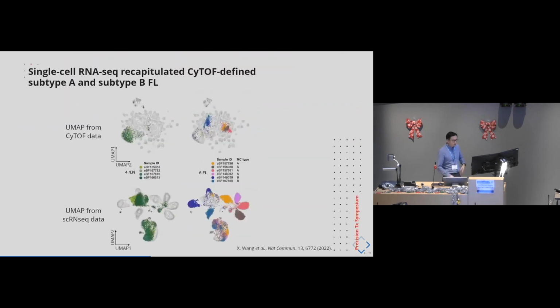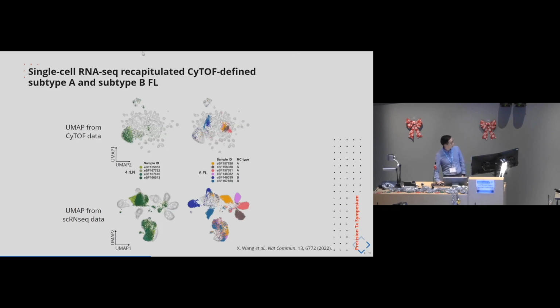So we just tried to confirm these findings, because again, it's in contrast to the classical belief that FL is looking like germinal center B. So we also performed single cell sequencing just to confirm our CyTOF findings. For the single cell sequencing study, we picked 6 FL samples, 2 from type B tumors and 4 from type A tumors, plus 4 reactive lymph node samples.